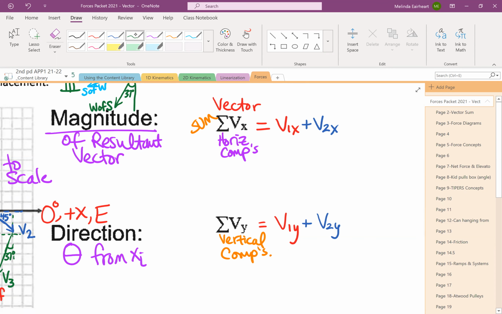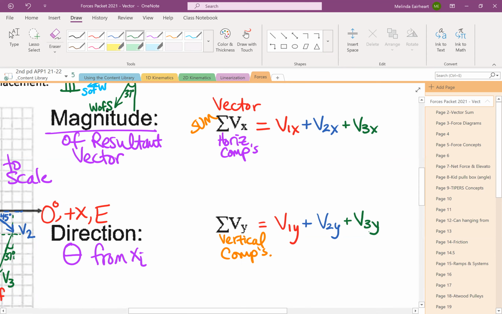And then we have 3 total, so I need 3 total components in each one. But notice you keep the x components with the x components and the y components with the y components. Just like we learned in projectiles, the x and y direction are independent of each other. You cannot add x with y, but you can add x with x and y with y. Everybody good there? And then fast forward, later we'll get a number here.